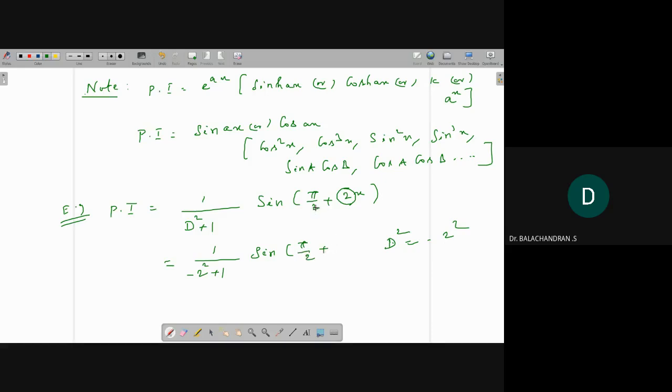So let me take pi by 4, because if I take 2 and 2, you may be confused sometimes. So this is equal to 1 by minus 3 into sine of pi by 4 plus 2x. So this is the final answer. Okay.